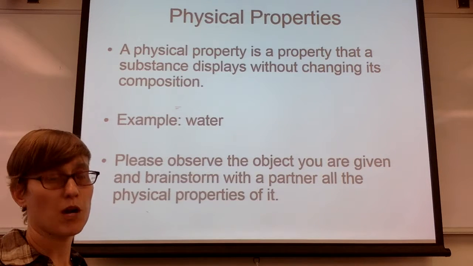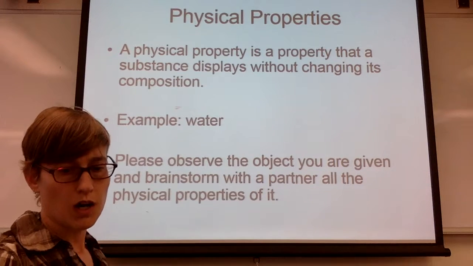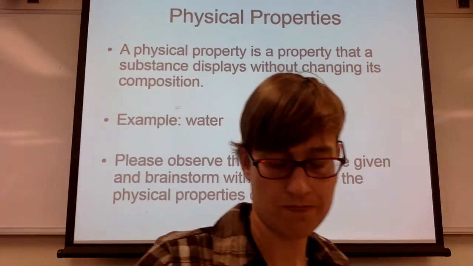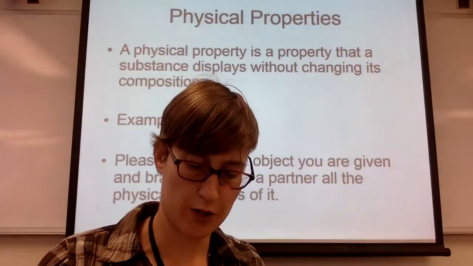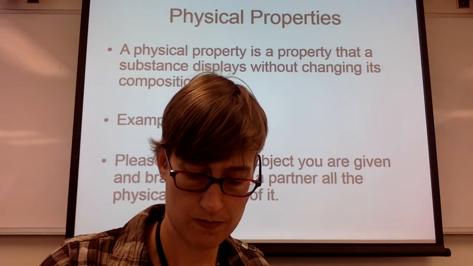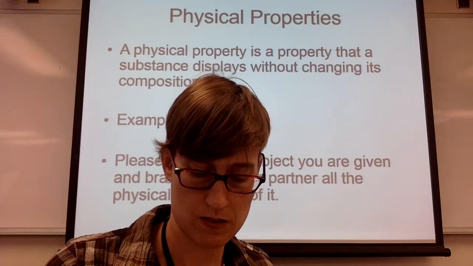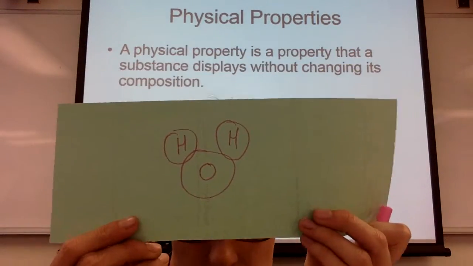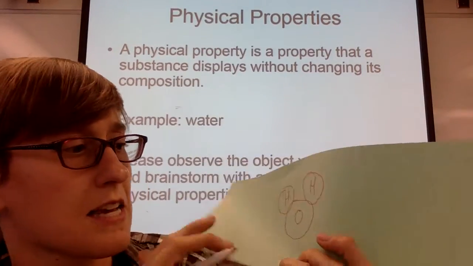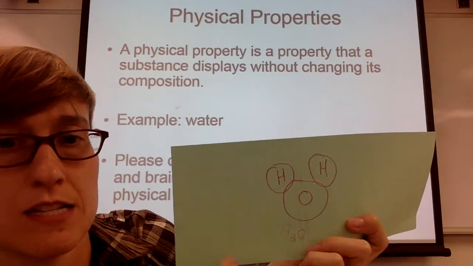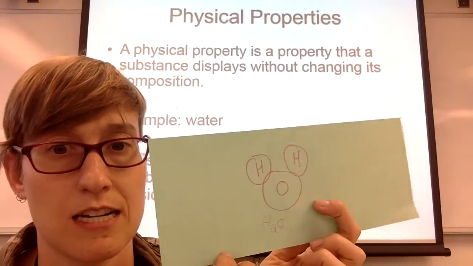So we're going to look at water as an example. Water is made of hydrogen and oxygen. I'm going to draw a quick picture of water here for you. This is a picture of water. It is H2O, okay, meaning it has 2 hydrogen and 1 oxygen connected.